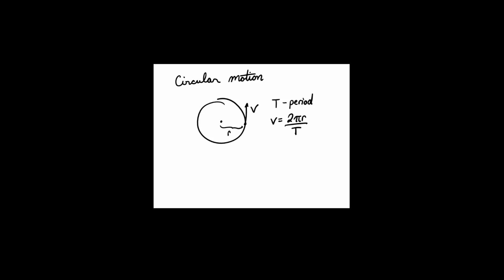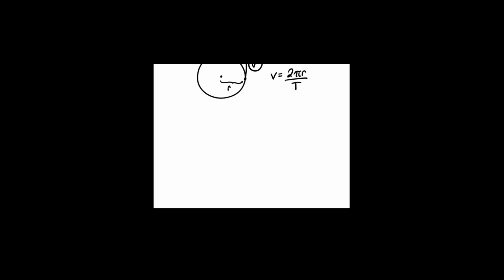Keep in mind that this is often labeled velocity. However, the velocity depends on the direction it's traveling in as well. So it's better to think of it as a speed, but you can think of it as like a circular velocity. Next, we have an acceleration because the velocity is changing direction, even though it is not changing magnitude.